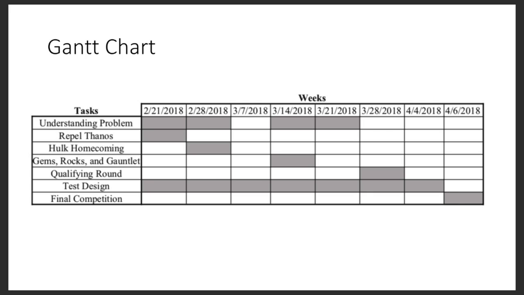Another tool used when planning this project was the Gantt chart. This tool is useful for visualizing the timeline of the project and checkpoints that must be reached by certain dates. For example, a subsystem for collecting gems must be developed by week of March 14th. In addition, the final machine must be completed by the week of March 28th, because the qualifying round is the first event where it is required. The highlighted areas mark the times we are planning to work on that task.